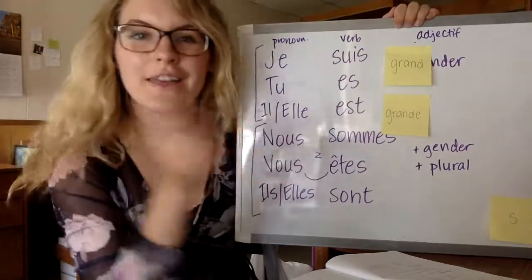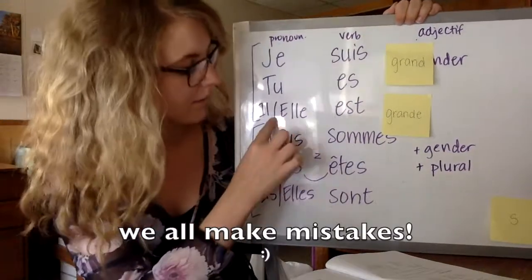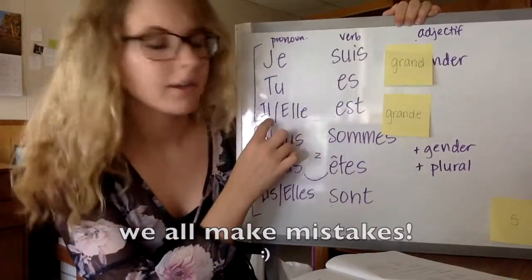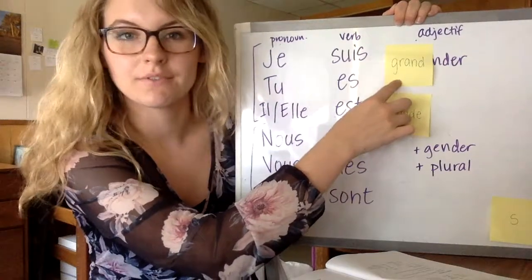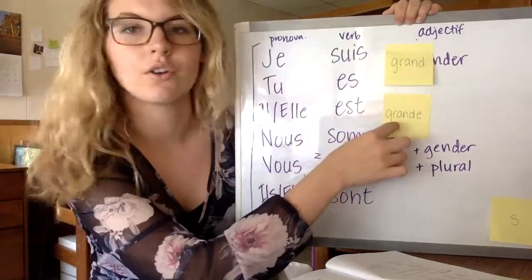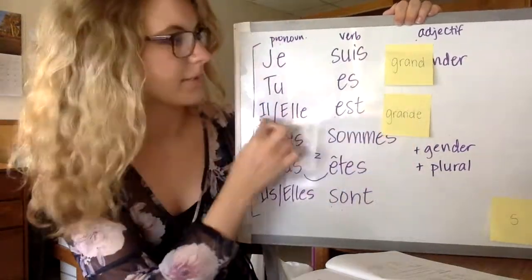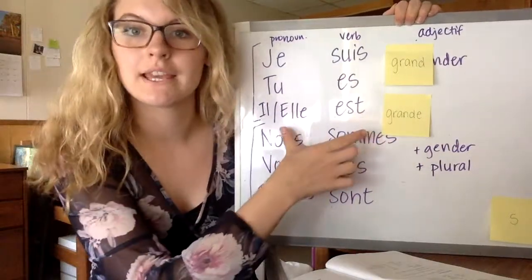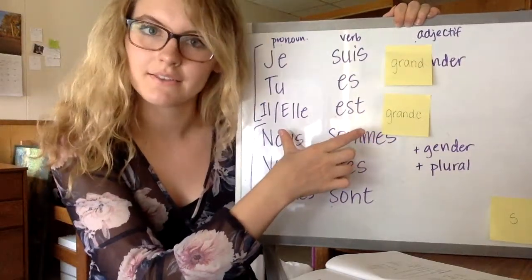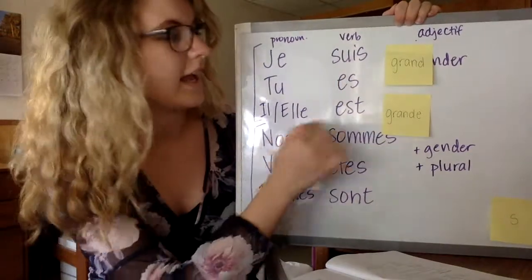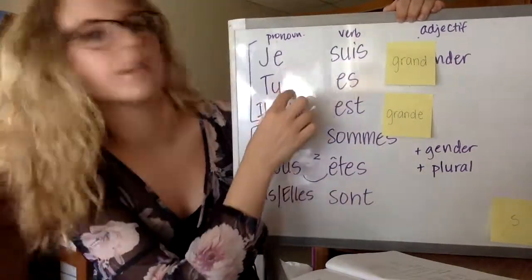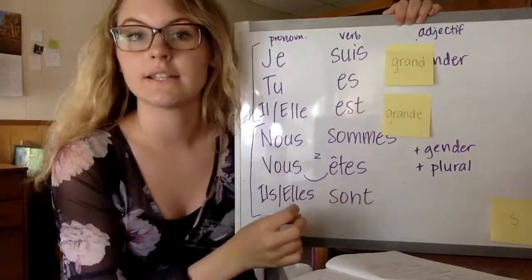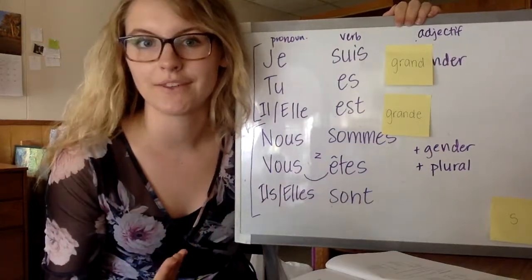Mais attention, I think I just heard myself make a mistake. Elle est grande is the only option. We couldn't say elle est grand because then the subject and the adjective wouldn't be in accordance with one another. Does that make sense? So il est grand, elle est grande. But for je and tu, you can have either one, and it depends on the gender of the subject.